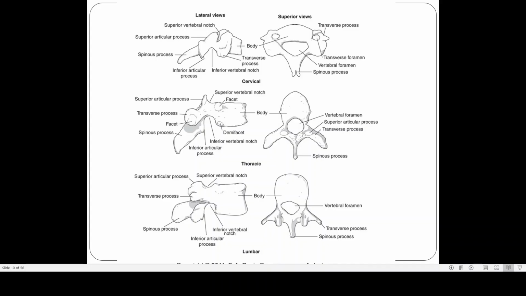If not, some things to note when you look at these: not only is the body going to change in size, but our facets, where we are articulating with the level above and the level below, are going to change orientation. Some facet joints are going to be more up and down versus some more at an angle. That change is going to change the amount of movement that's available.